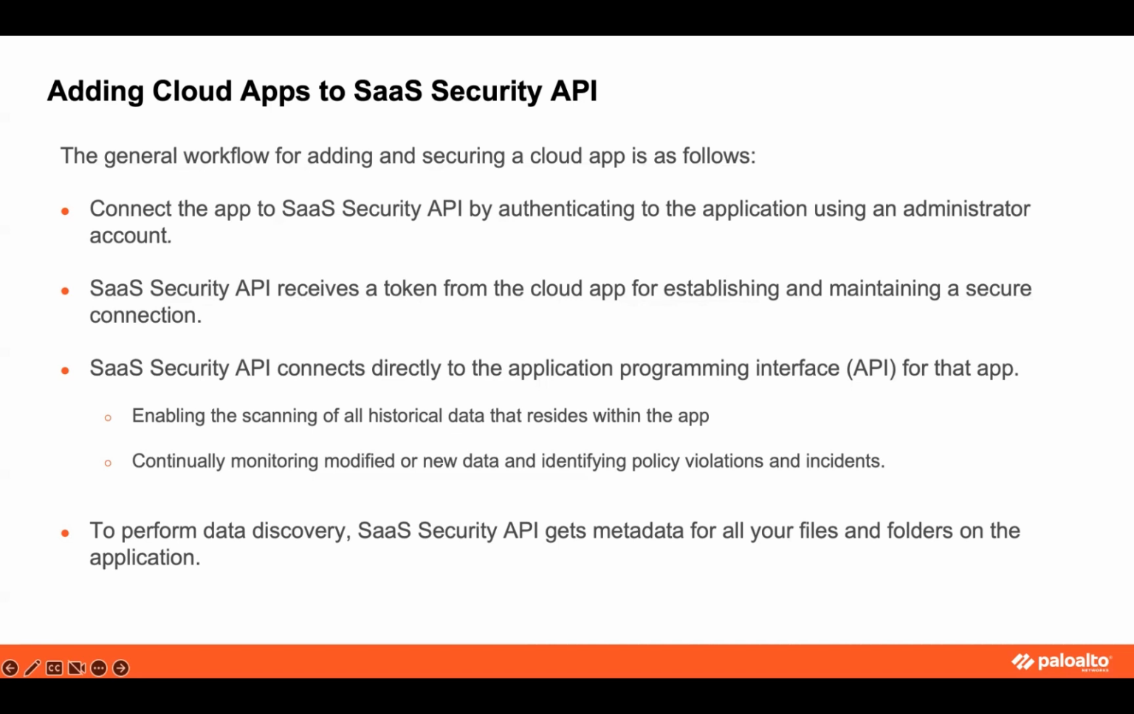During the discovery process, SaaS Security API gets metadata for all files and folders on the application. The metadata includes file properties and attributes and the application-level metadata such as file owner, email, and collaborators. For the apps that also have structured data such as Salesforce, and for the messaging apps such as Slack, SaaS Security API scans both structured and unstructured data.